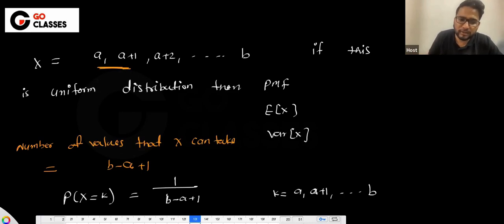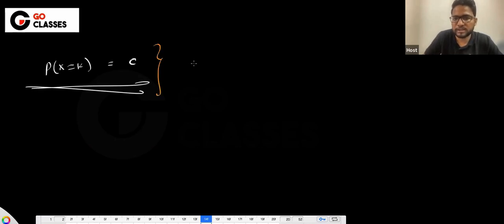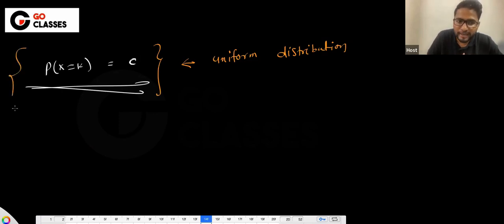If you are not convinced, you can assume that the probability of x equal to k is some constant equal to c. This is what we call a uniform distribution, right? Everyone agree with this? If it is equal or constant, meaning it will be equal for every value, then it is a uniform distribution. The underlying principle in the uniform distribution is that the probability of x being anything is just constant, the same for everyone.